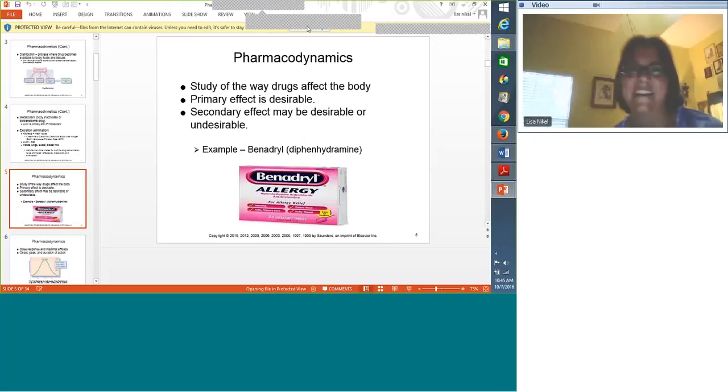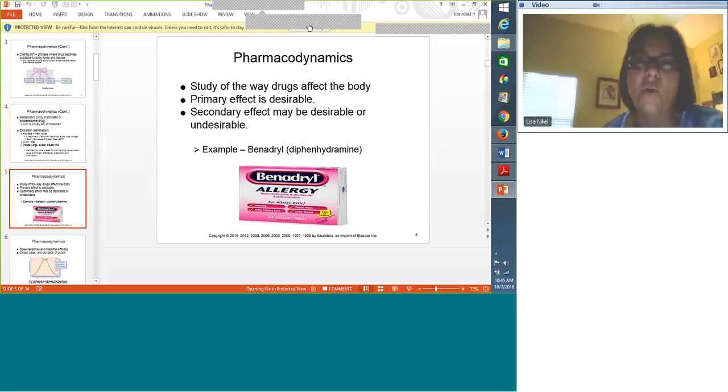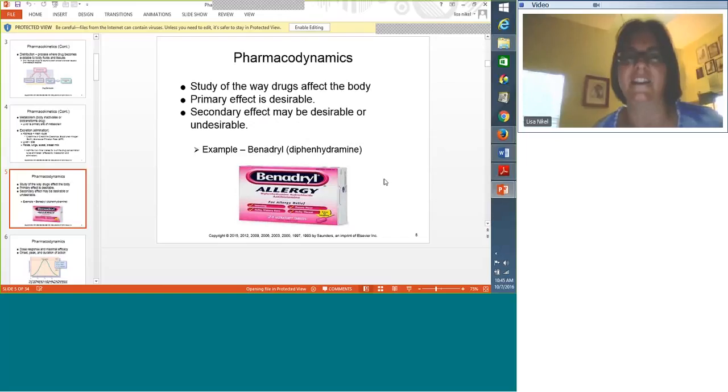And I already see the answer in the chat box: sedation. Exactly. So drowsiness. There are situations where we wanted to do all the things listed here, but let's say we have a patient who has allergies and they're up all night sneezing and itching. It's not a bad thing then if they get a secondary side effect of drowsiness or sedation, that it helps them get a better night's sleep.